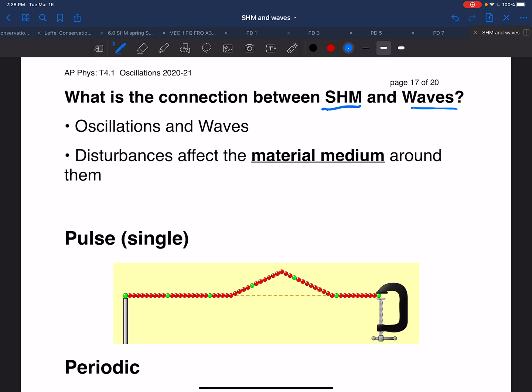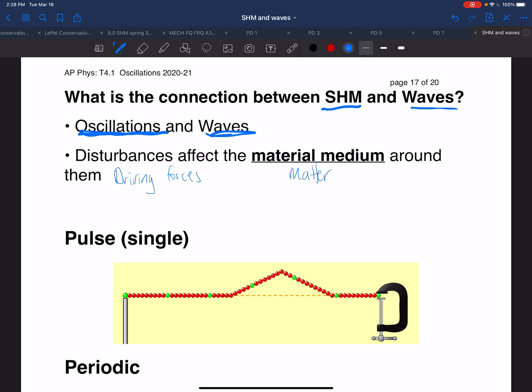So whenever we have something undergoing simple harmonic motion, we know it's an oscillation. So something that produces oscillations can produce waves. When there are disturbances, or we might call driving forces, they can affect the material medium around them. Material medium, the stuff, the matter around them. And they can carry that energy outward.